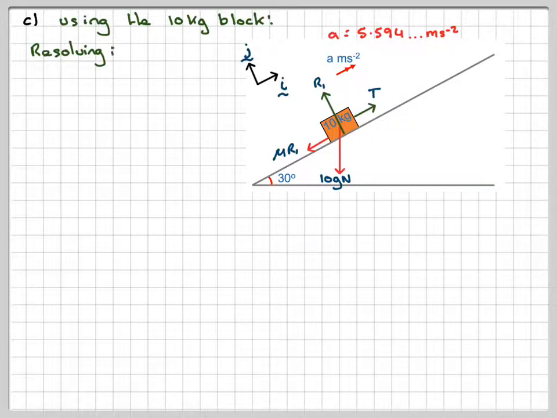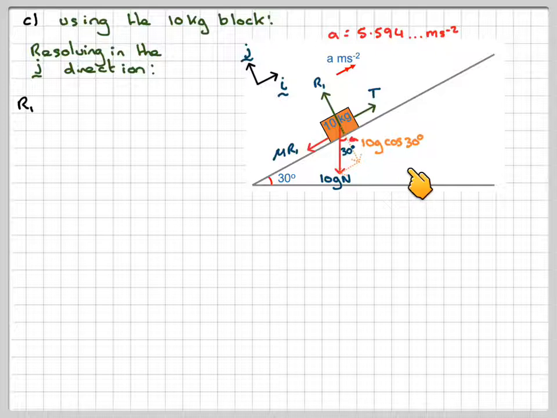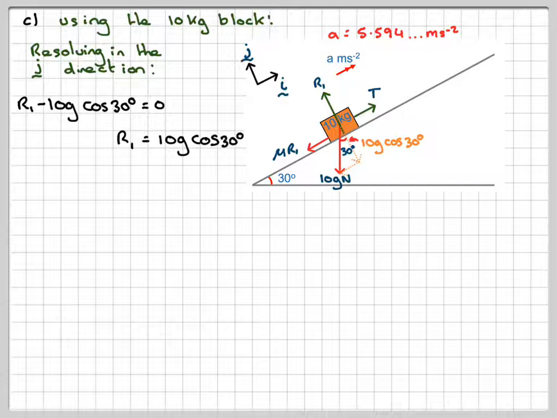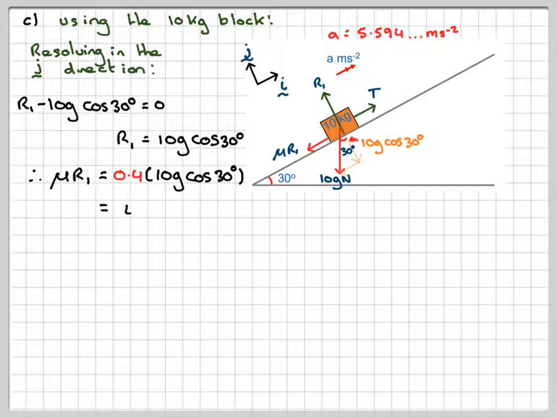So if we resolve in the j direction, we're going to get R1 minus the component of the weight here, which is going to be 10g cos 30. And therefore R1 is going to be 10g cos 30. And then mu R1 will be 0.4 times 10g cos 30, which is going to be 4g cos 30. Again, be careful not to miss out a g.